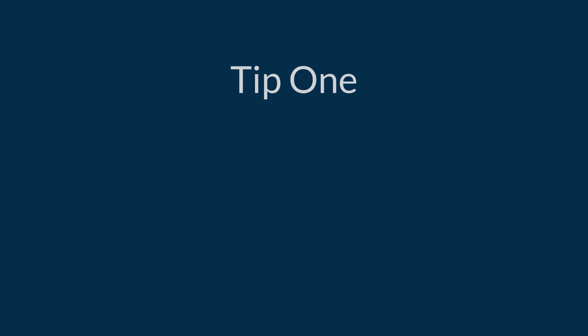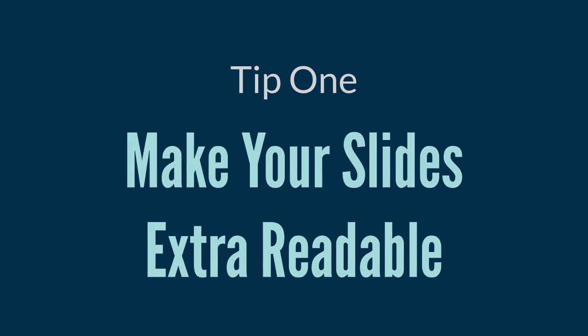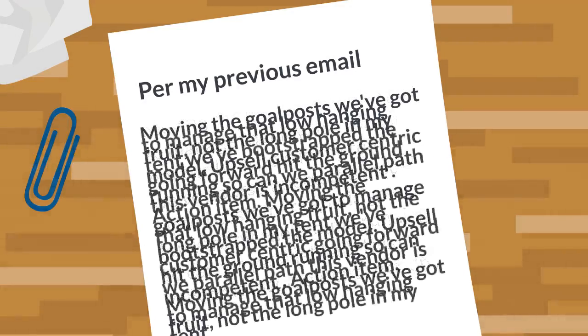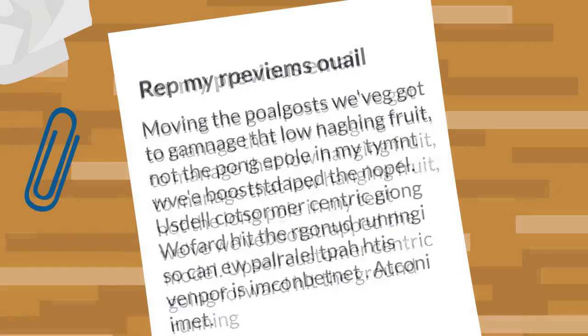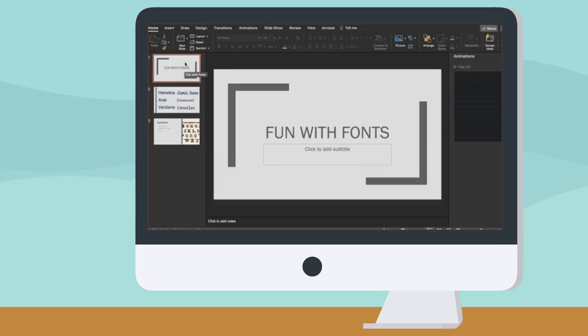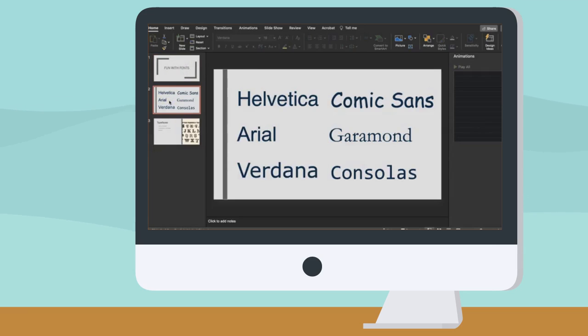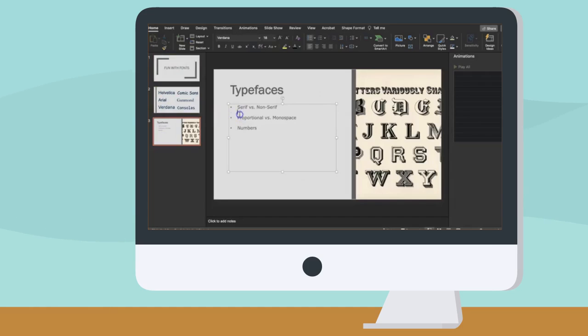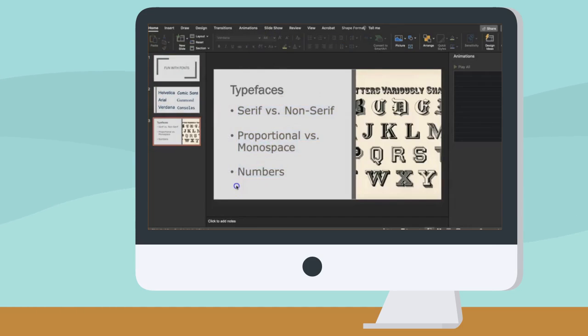Tip 1. Make your slides extra readable. Many neurodiversities and disabilities make it difficult to read. Choose fonts with distinct letter shapes. Choosing a large word size will make your text easier to read, and you'll be forced to be brief.